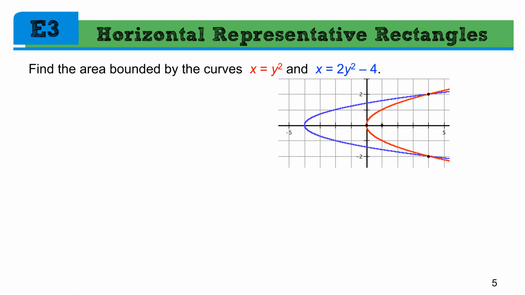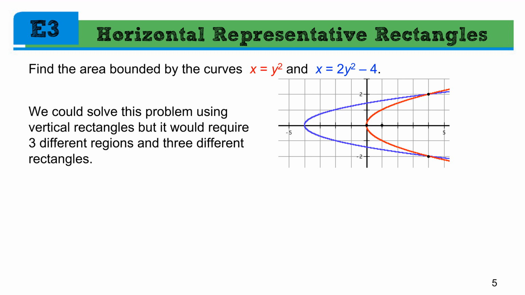If we were going to solve this problem the way we did it on day 51, how many representative rectangles would I have? 3. Perfect. Does everybody see why there's 3? So the region from -4 to 0 requires one representative rectangle. The top part is the top part of the blue curve. The bottom of the rectangle is the bottom part of the blue curve.